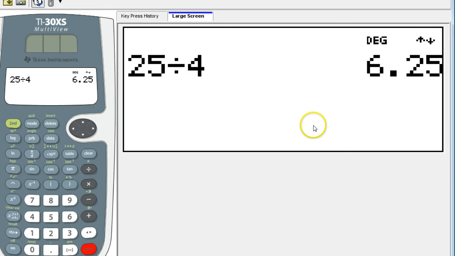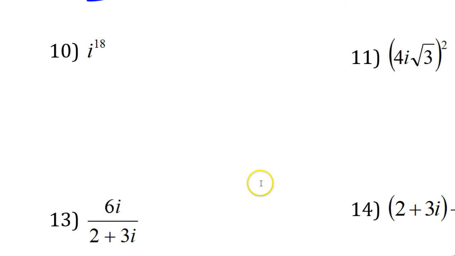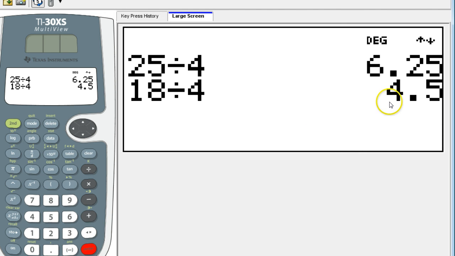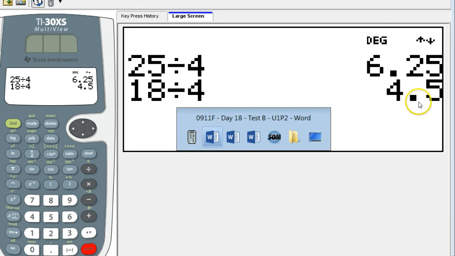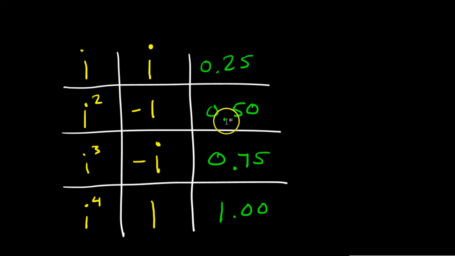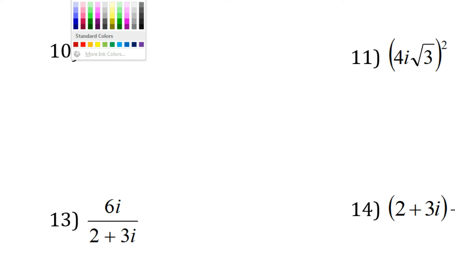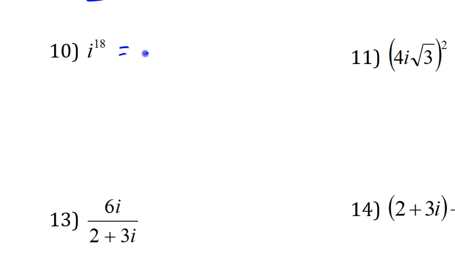Okay, now all that was background to enable us to do this problem. So it's i to the 18th power. So we will do 18 divided by 4. That gives us 4.5. That 0.5 is the part that we need. The 0.5 tells us that we're in the second situation, and the answer is -1. All right, and that's how you do that.